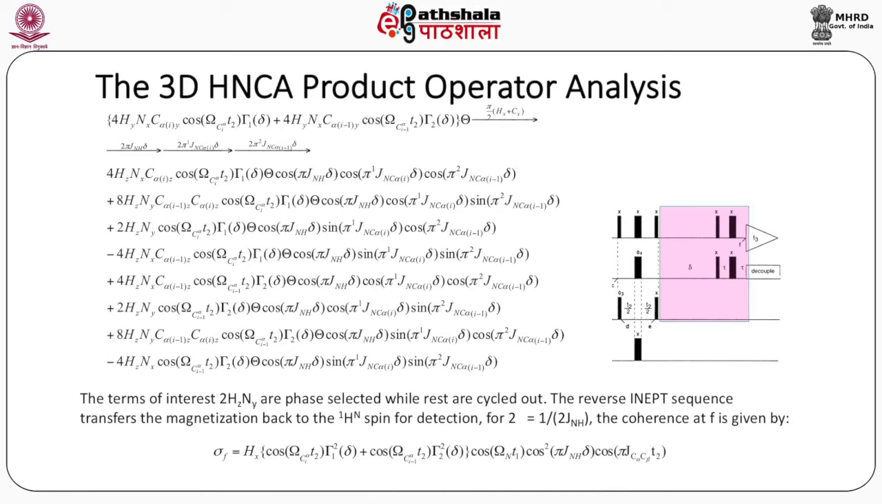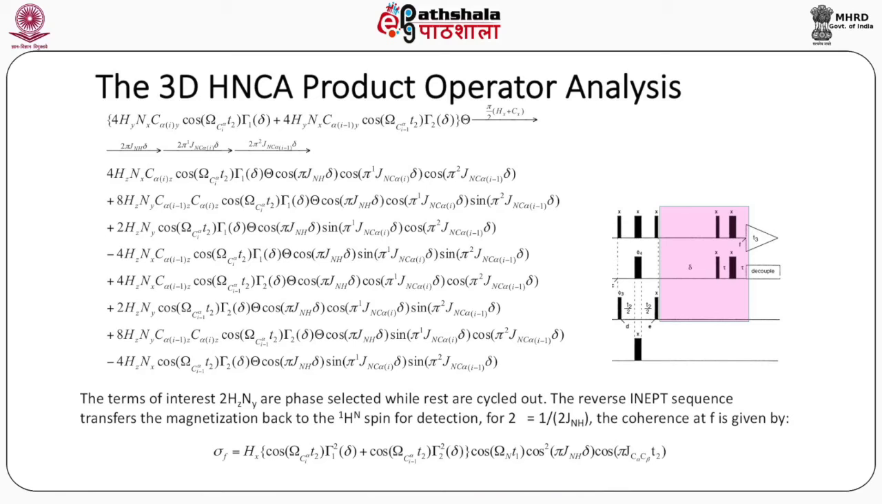We have multiple terms, which arise by application of pi by 2 hx, pi by 2 cx, then you have the 2 pi j nh delta term, then 2 pi 1 j n c alpha I delta, and 2 pi 2 j n c alpha I minus 1 delta Hamiltonians, so that you get a large number of terms. The reverse INEPT sequence transfers the magnetization back to the 1H n spin for detection.